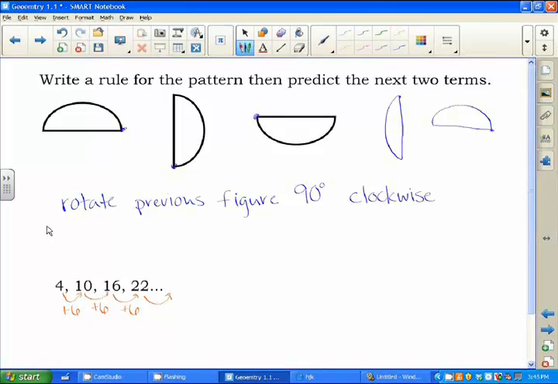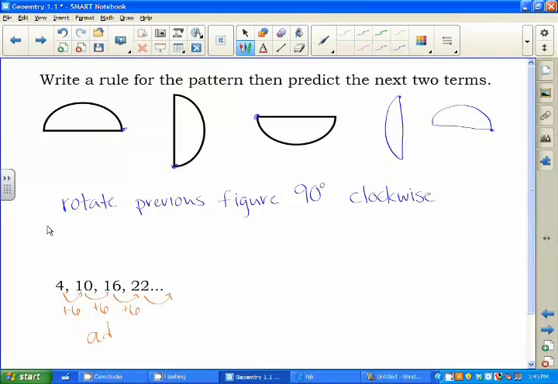Using those differences, I can see that I'm adding 6 each time, so that would be my rule. For the next term, I just add 6. So 22 plus 6 is 28. 28 plus 6 is 34.